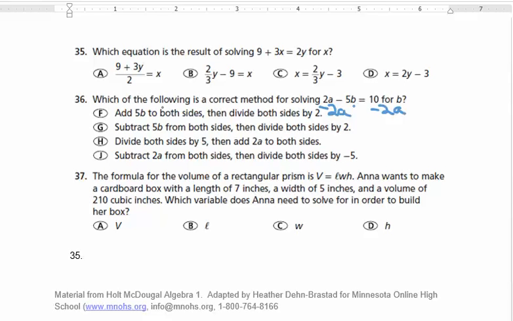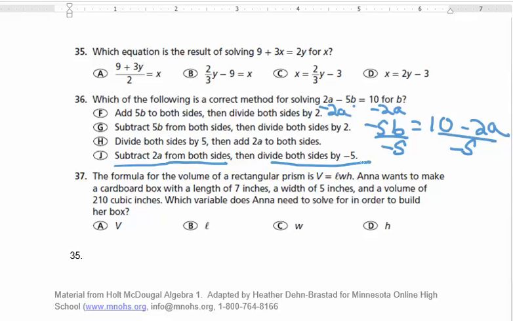Okay, and then I would have negative 5b. You don't actually have to do the steps, but let's just see what I would do next. Then I would divide everything by negative 5. So J says subtract 2a from both sides. Yep, did that. Then divide both sides by negative 5. Yep, did that. So that's definitely the right answer for that one.